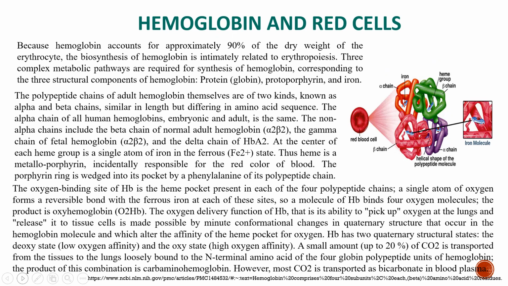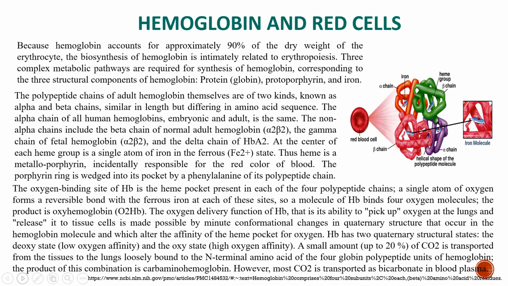Because hemoglobin accounts for approximately 90% of the dry weight of the erythrocytes, the biosynthesis of hemoglobin is intimately related to erythropoiesis. Three complex metabolic pathways are required for synthesis of hemoglobin, corresponding to the three structural components of hemoglobin: protein, globin, protoporphyrin, and iron. The polypeptide chains of adult hemoglobin themselves are of two kinds known as alpha and beta chains, similar in length, but different in amino acid sequence.